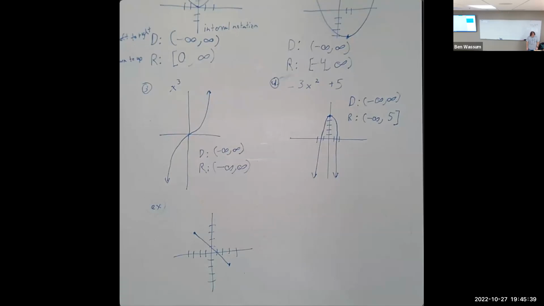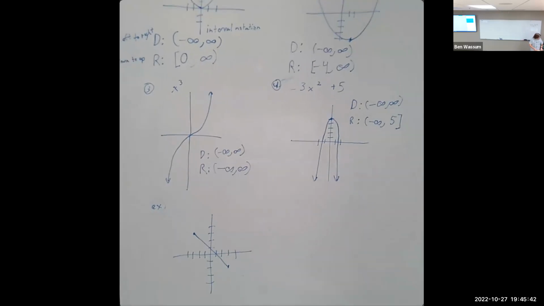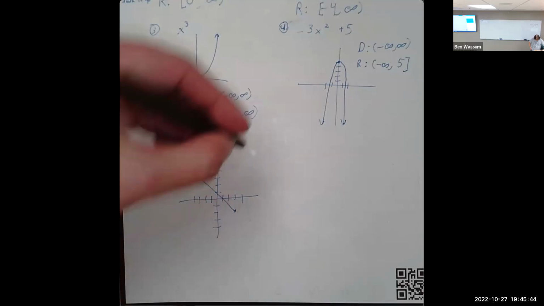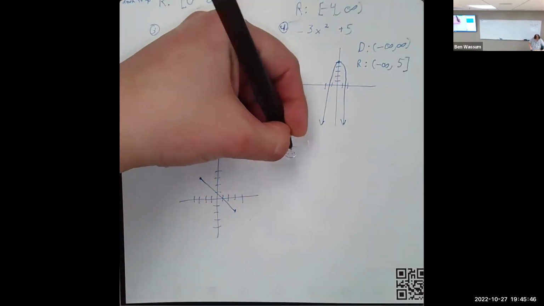Cool. Those ones, domain and ranges suck. Let's do 2 more.